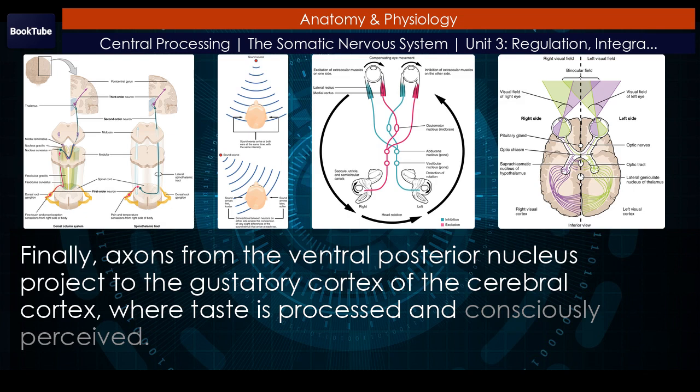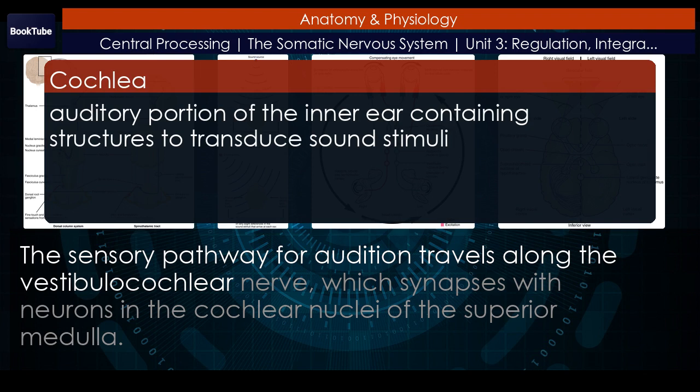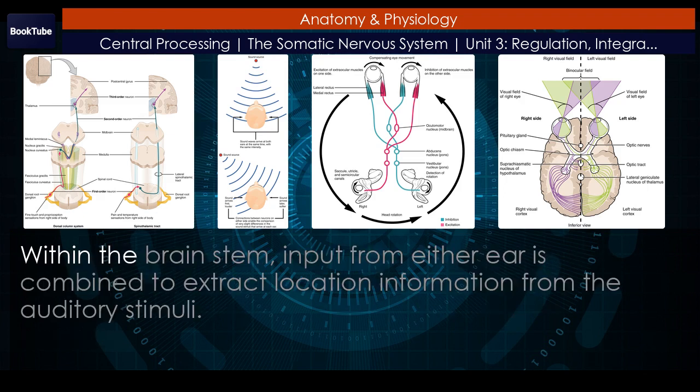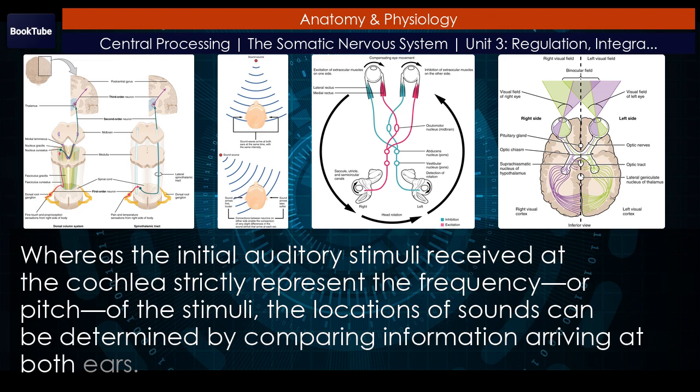and consciously perceived. The sensory pathway for audition travels along the vestibulocochlear nerve, which synapses with neurons in the cochlear nuclei of the superior medulla. Within the brainstem, input from either ear is combined to extract location information from the auditory stimuli. Whereas the initial auditory stimuli received at the cochlea strictly represent the frequency or pitch of the stimuli, the locations of sounds can be determined by comparing information arriving at both ears.